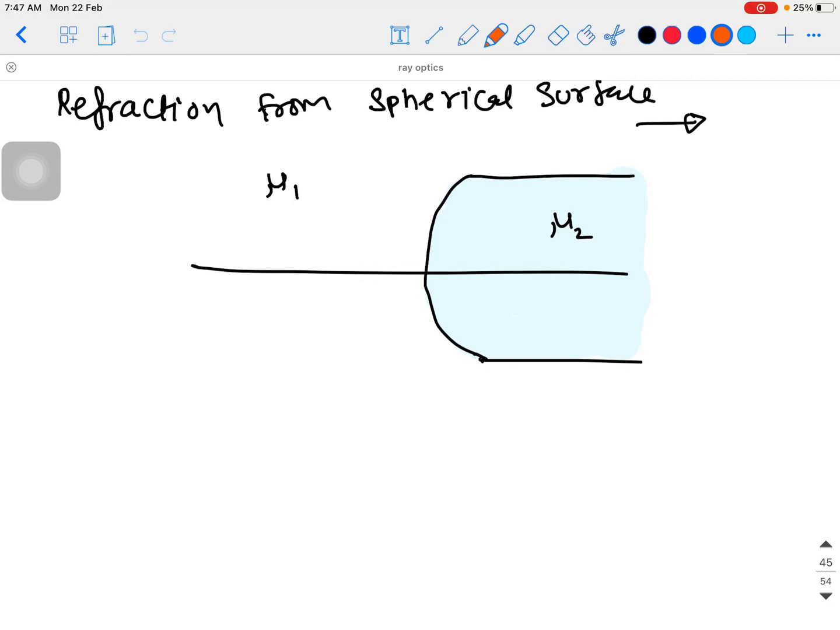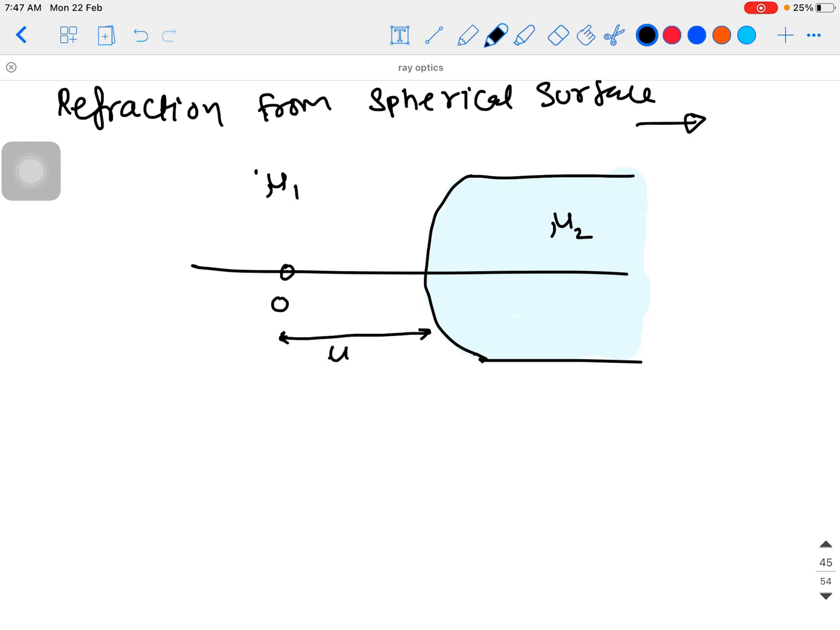So now in this topic we will start refraction from a spherical surface. What we have here is a spherical surface with a different medium, mu2, and outside we have air or any other medium that has a refractive index mu1. Here our object O is there, and its distance from this spherical surface is, let's say, u.